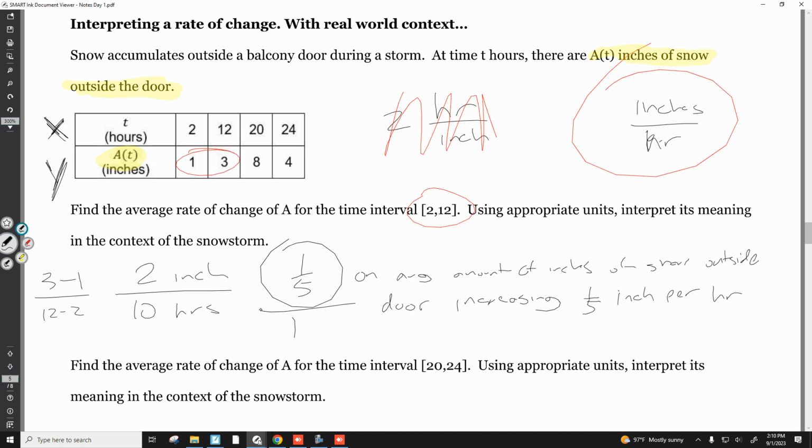Okay. Do it for this one now that you guys know what you're doing. Go. Or at least tell your neighbors what the statement is. Go. 20 to 24.